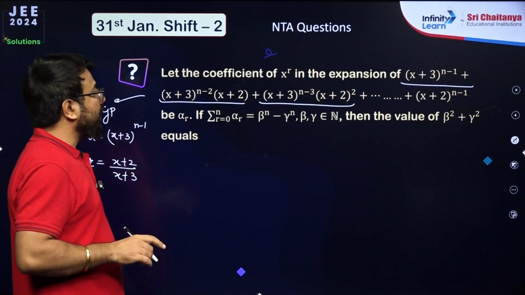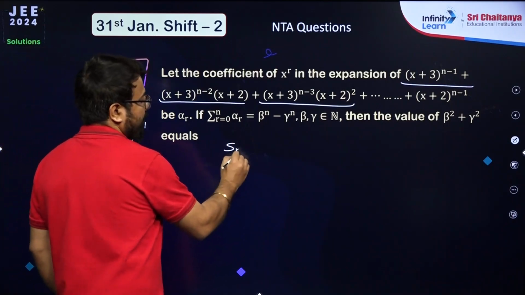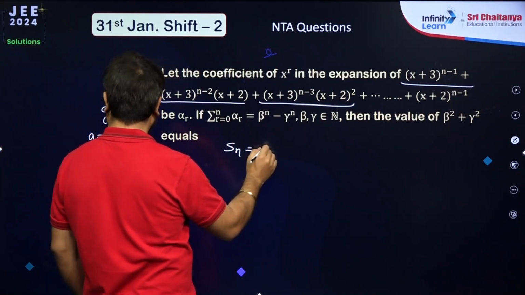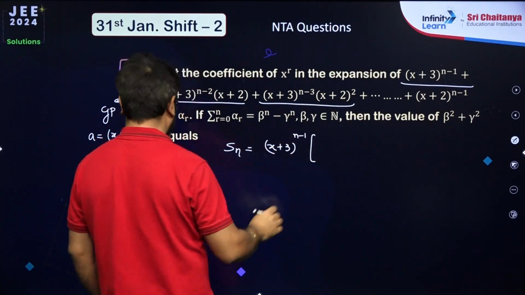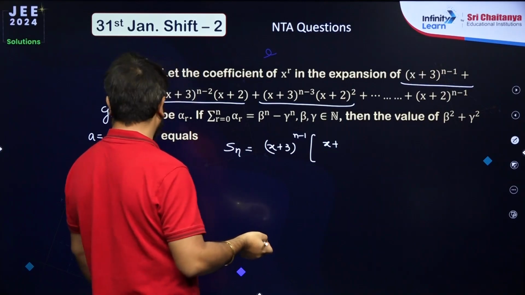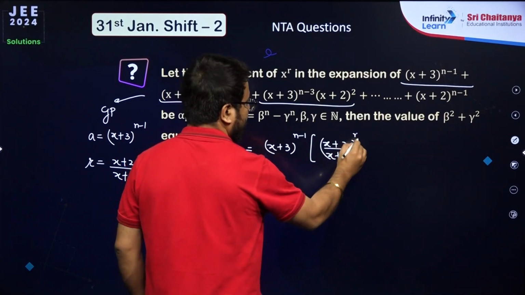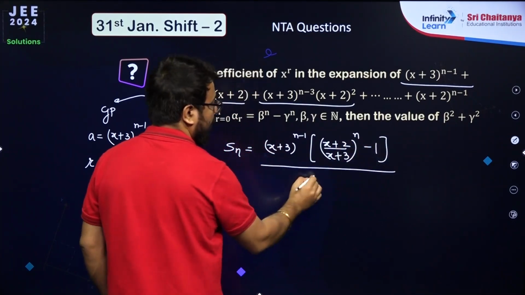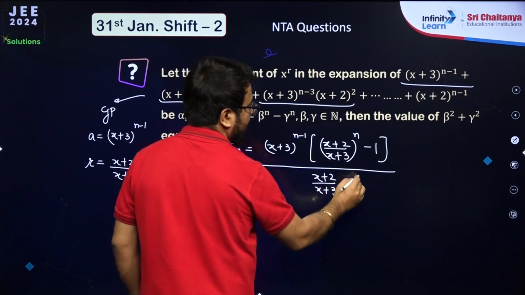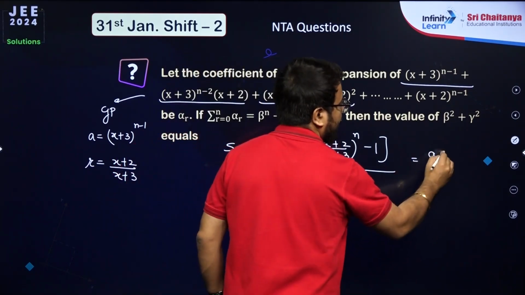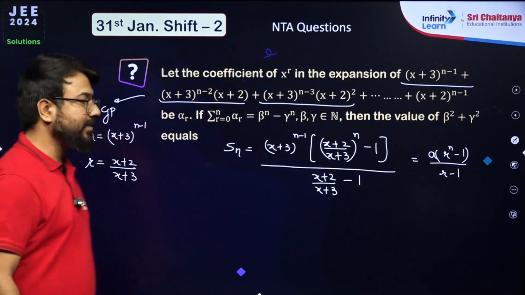Now I want to get the sum of n terms of this GP. So that will be a times (r^n minus 1), or we can also do 1 minus r^n, whatever you want, upon r minus 1. I just applied the formula a(r^n minus 1) upon r minus 1 as the sum of n terms of the GP.